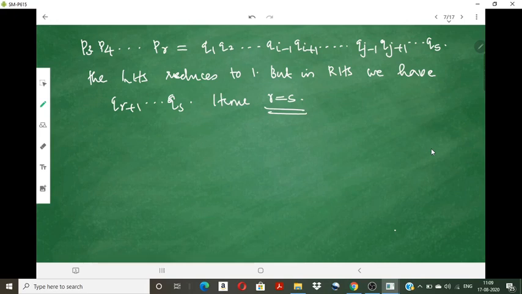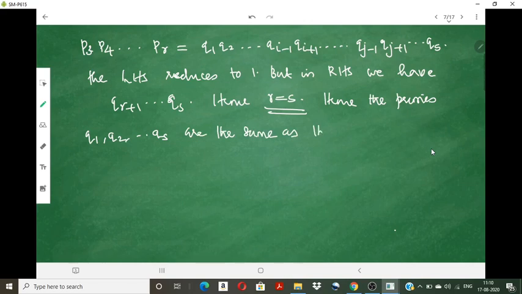result. Next, hence the primes Q1, Q2, etc., QS are the same as the primes P1, P2, etc., PR in some order.